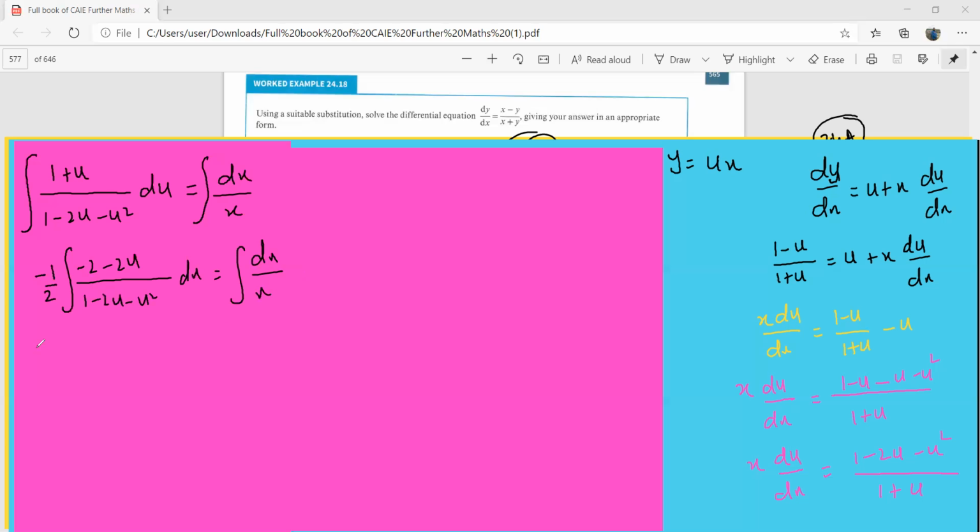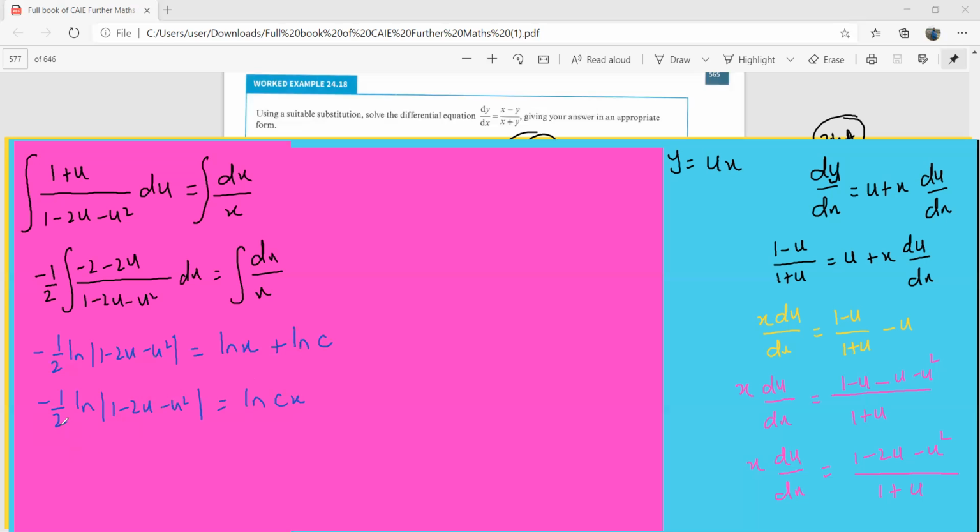Let me change the colors so that the steps remain clear to you. Now this is going to be minus half ln of 1 minus 2u minus u square. This is your ln x, and I can write here ln c. So we have minus half ln (1 minus 2u minus u square) equal to ln cx.